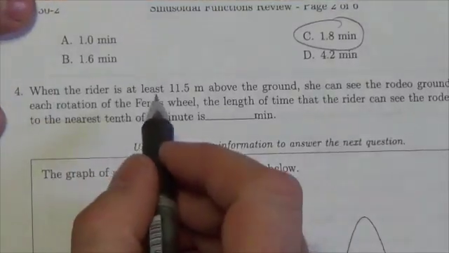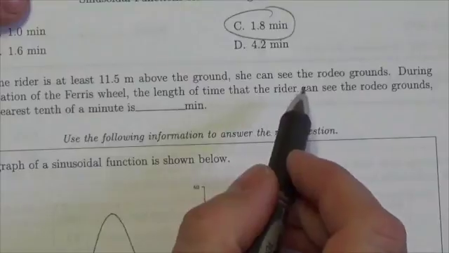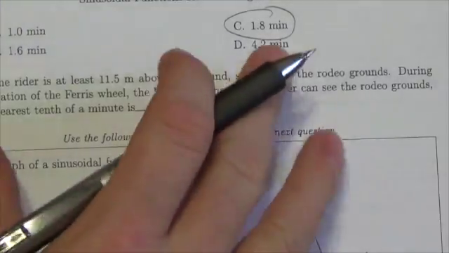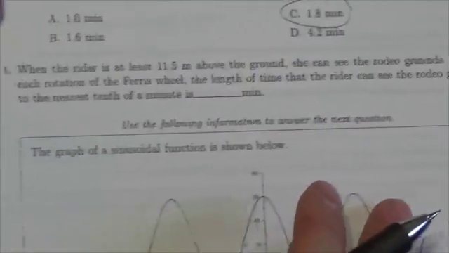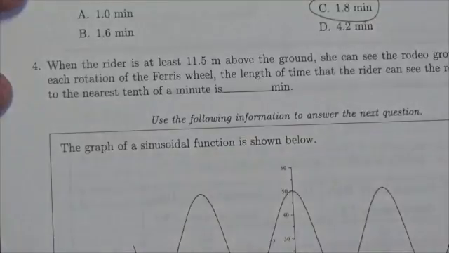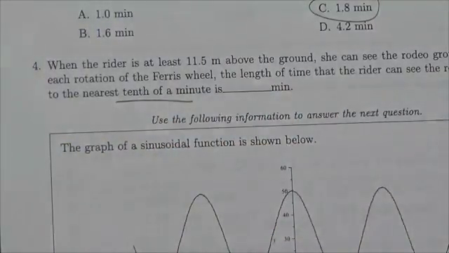It says, when the rider is at least 11.5 meters above ground, she can see the rodeo grounds. During each rotation of the Ferris wheel, the length of time that the rider can see the rodeo grounds, to the nearest tenth of a minute, is what?